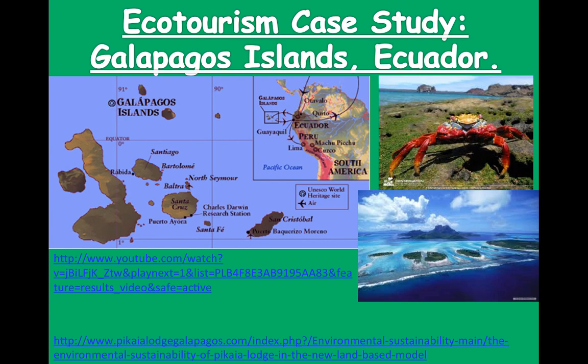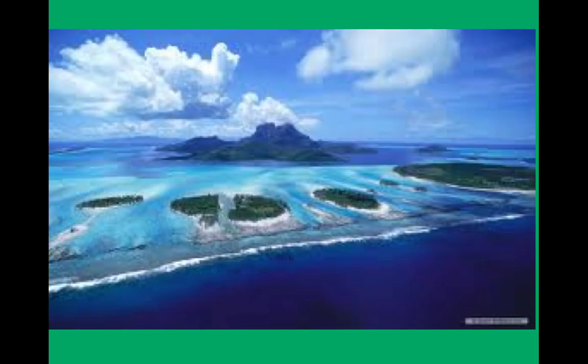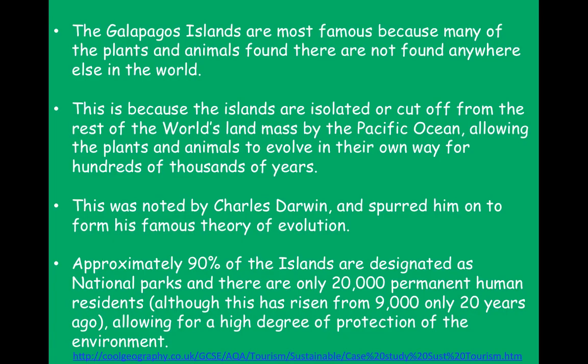So here's an ecotourism case study in the Galapagos Islands in Ecuador. And the Galapagos Islands are a gorgeous place. You may recognize it as something where Charles Darwin went and looked at a lot of different finches and their beak length and then ended up writing On the Origin of Species. And they're very famous because they have a lot of diversity. Plants and animals that are not found anywhere else in the world.